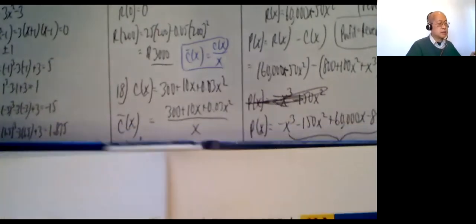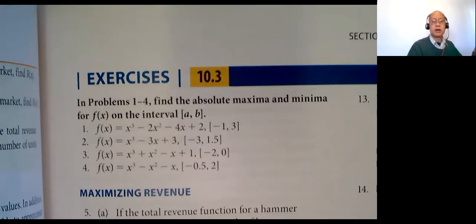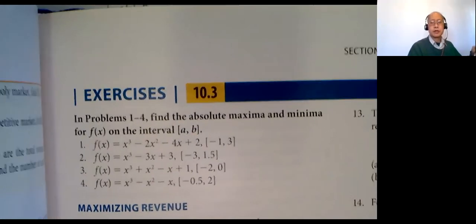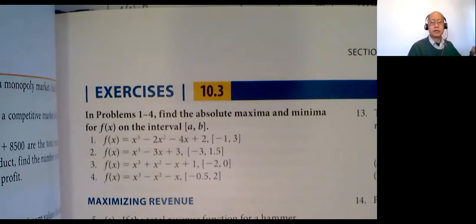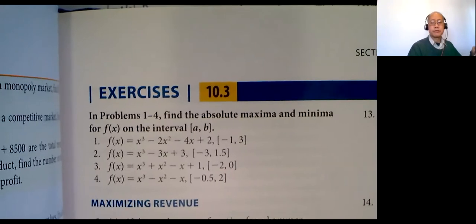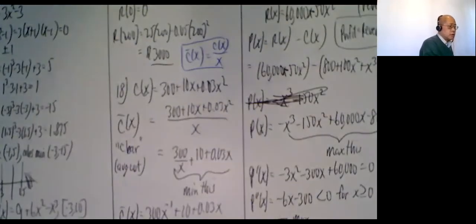The quiz will definitely just be on the first part there, 10.3, 1 through 4. Absolute maximum and minimum on a closed interval. So you'll be plugging in the two endpoints, and then you have to plug in any critical points. And then the highest point will be the absolute max. Lowest point is the absolute min.